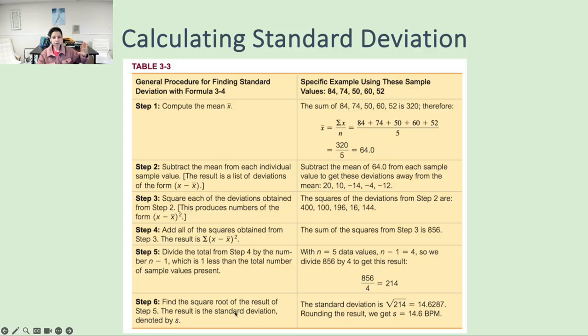But for our standard deviation, we have one more step. We take the square root of that number, and it gives us our standard deviation. So the square root of 214 is 14.6. And the units were beats per minute, the original data, because this is pulse rate. So 14.6 beats per minute is the standard deviation. That is the distance between these values on average from the mean.